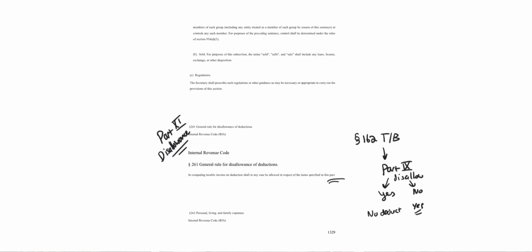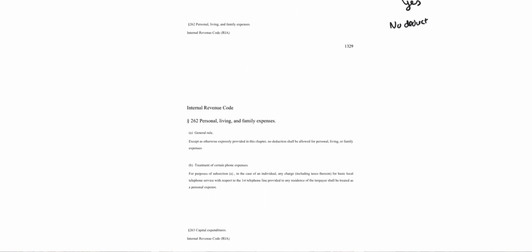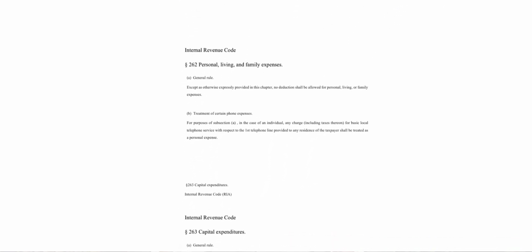So let's continue on, and let's look at section 262. So section 262 is personal living and family expenses. This is where we find the general rule that personal use expenses or personal living and family expenses are not allowed. So general rule, except as otherwise expressly provided in this chapter, right? No deduction shall be allowed for personal living or family expenses. So that gets us to the big 3 activities, saying, hey, the general rule for personal use is that you can't deduct it unless there's some other rule. Unless there's an exception.